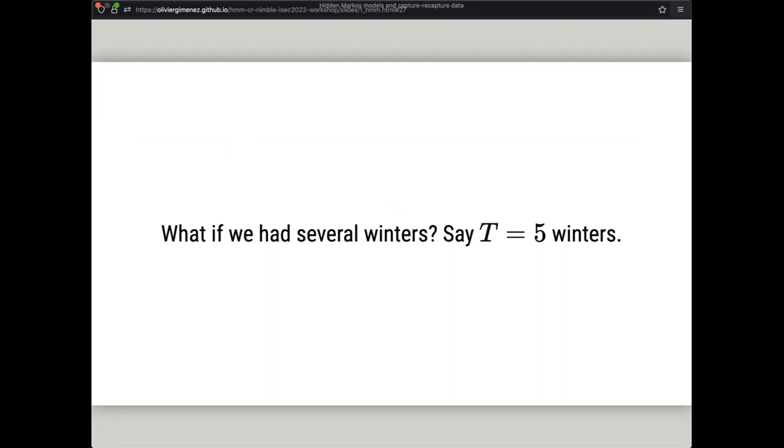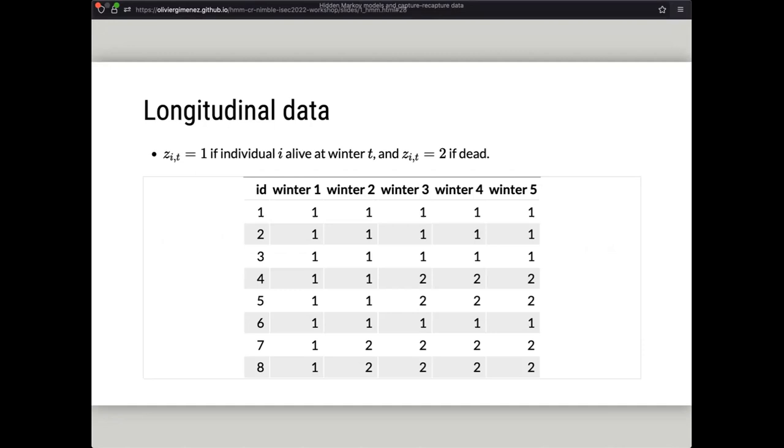So in this design, we had a single winter, okay? But obviously we'll need to collect data over the long term to get an estimate of survival for long-lived species or whatever. So what if we had, say, big T winters, and let's say 5 winters? This is what we call longitudinal data, okay? So we're going to denote z_it for the status of the individual, dead or alive.